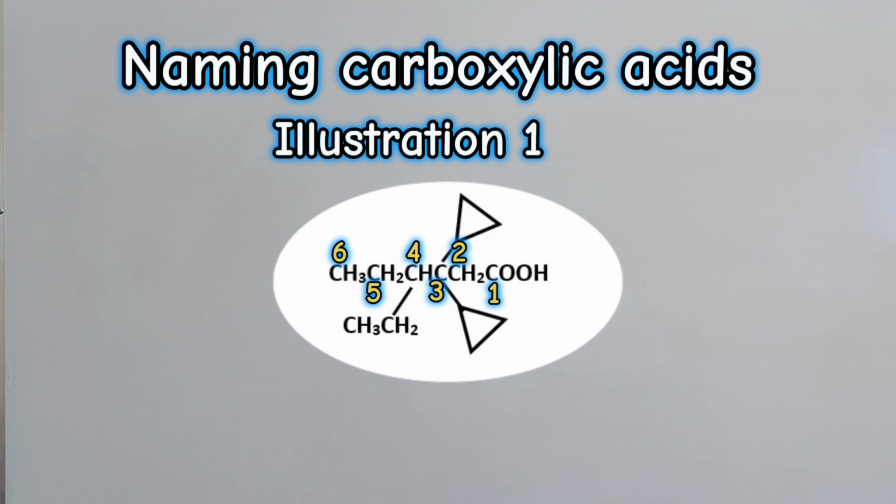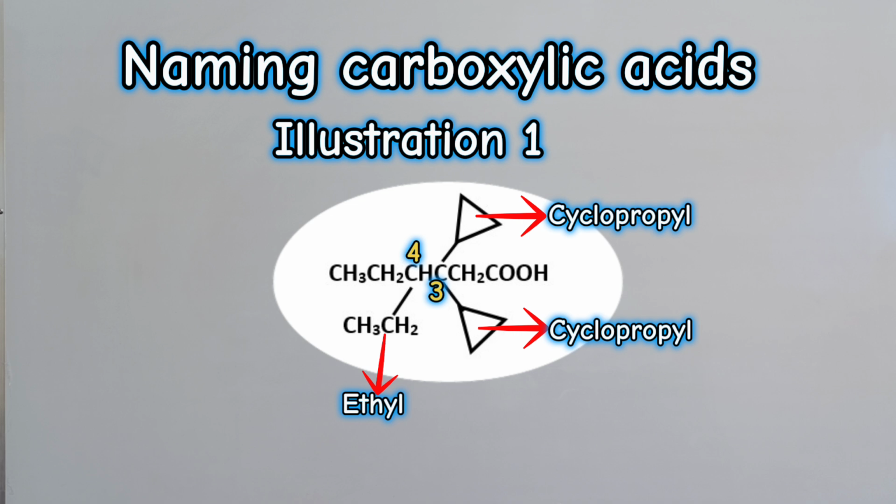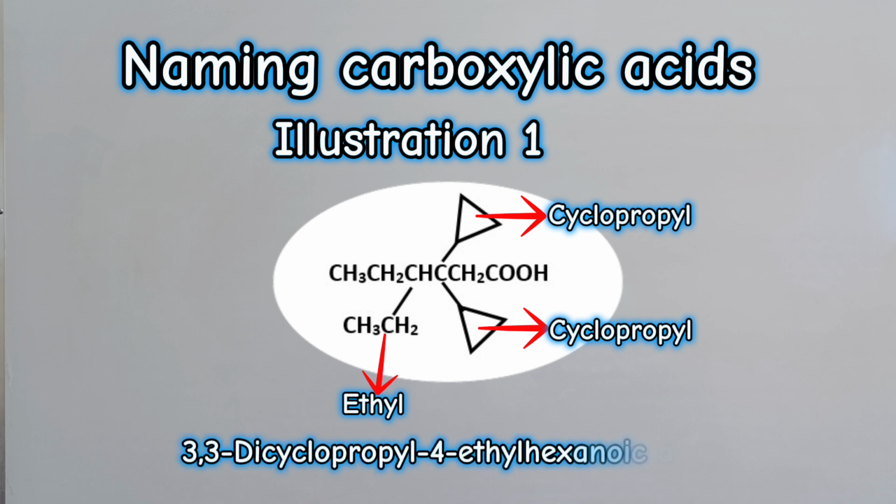After numbering, we identify that on position 3 of the carbon chain, there are 2 substituents, and on position number 4, there is 1 substituent. These substituents must be written in order of alphabetical arrangement, and therefore the name of the displayed compound is going to be 3,3-dicyclopropyl-4-ethyl hexanoic acid.